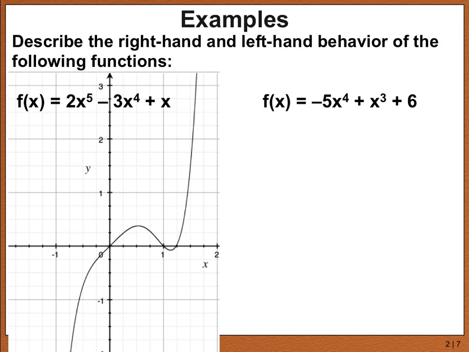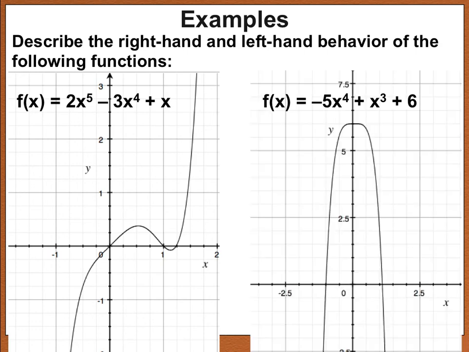How about f of x equals negative 5x to the fourth plus x cubed plus 6? I want you to describe the right-hand and left-hand behavior of that function. Pause the video, resume when you have an answer. So you should have come up with this. Since my degree, 4, is an even number, and since my a is less than 0, since it's negative 5, then it falls left and right. Falls left, falls right. And we can see, of course, that the graph here falls left and falls right.